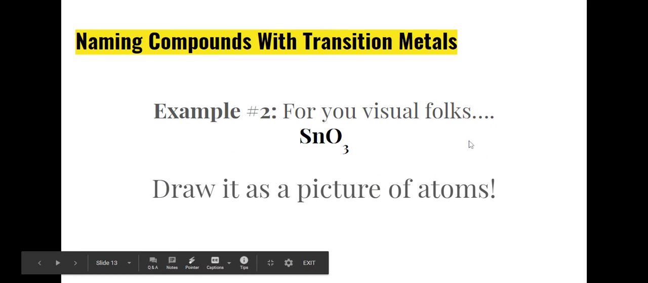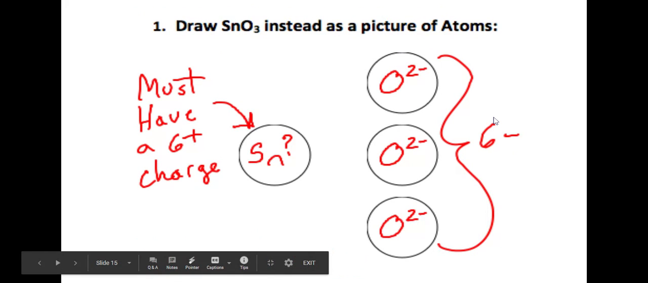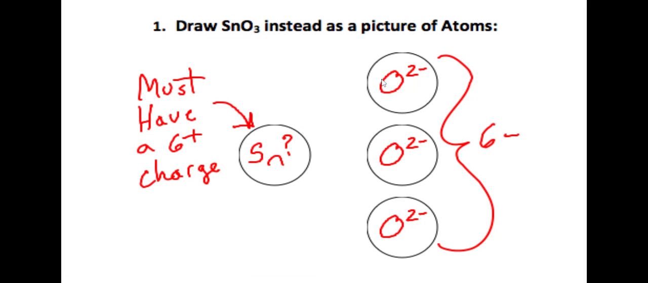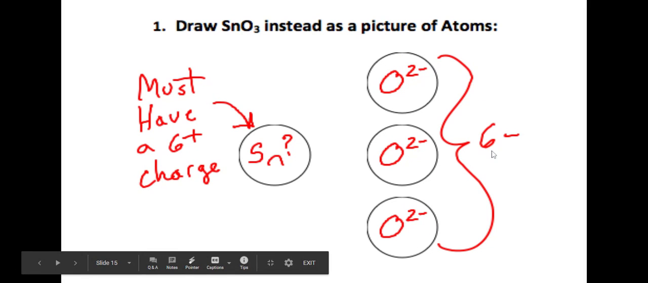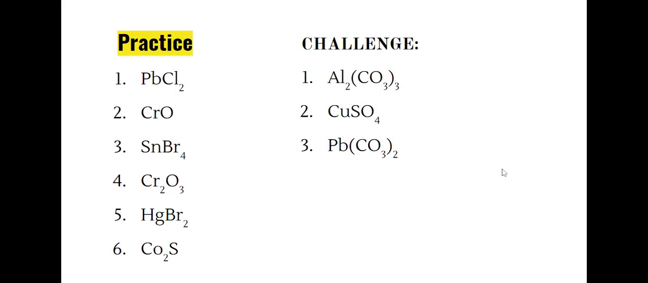So if you're visual, we can do tin and oxygen, and we can draw it as a picture of atoms. So we have 1 tin and 3 oxygens. Again, oxygen has a charge of -2. There are 3 of them, so that means that I have a total charge of -6. Tin also has to have an overall charge of +6 in order to cancel out. Because there's only 1 atom, that means that this entire atom of tin must have a charge of +6 because +6 and -6 cancel each other out.